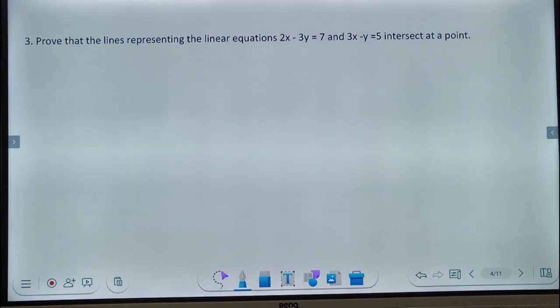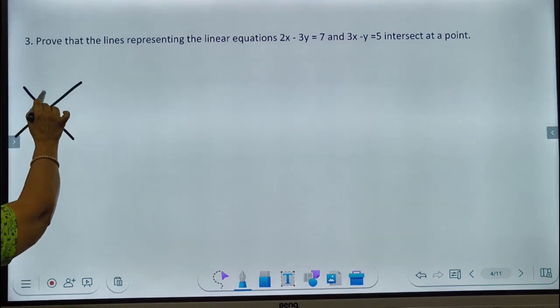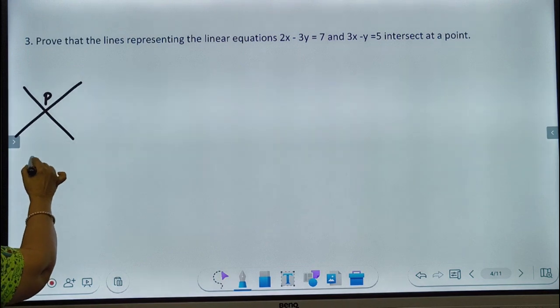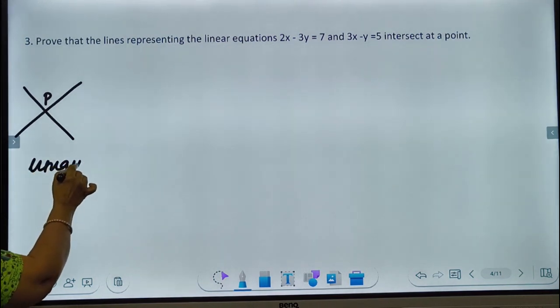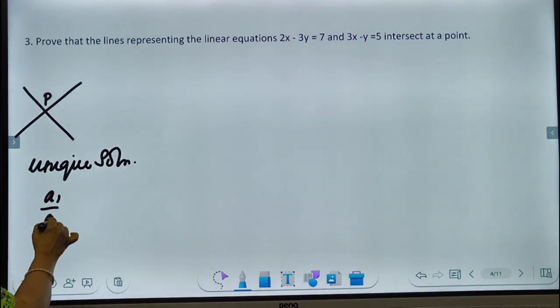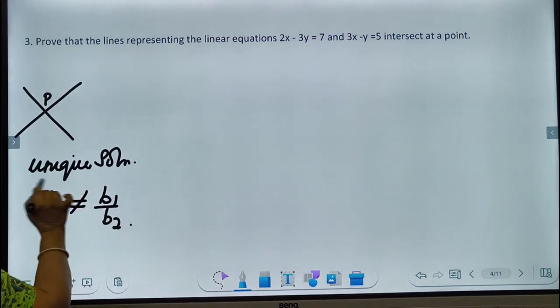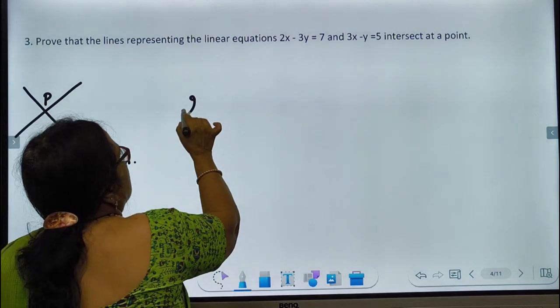Next problem, we have to prove that the straight lines representing the linear equations intersect at a point. I've told you that when two lines intersect at a point, the system of equations will have a unique solution. And what is the condition for that? A1 by A2 not equal to B1 by B2. Now what are the given lines?